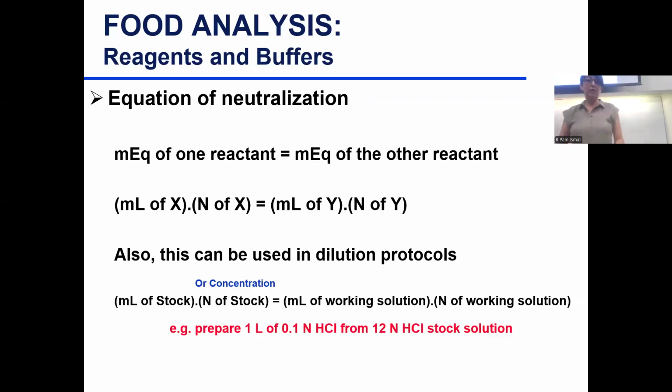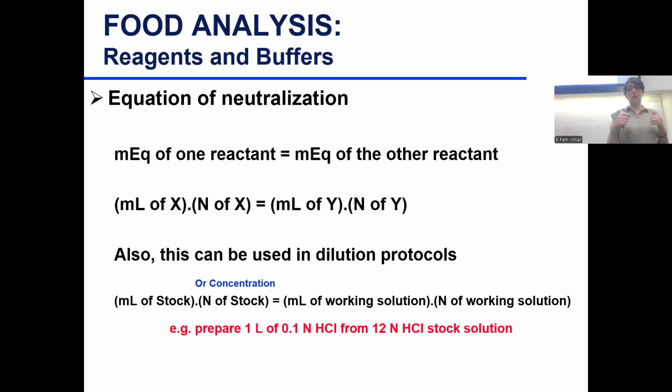There will be a lot of examples where milliequivalent is used. At equilibrium, milliequivalents of one reactant equal milliequivalents of another. Usually it is milliliters of a specific component times its normality at equilibrium equals milliliters of the other component times its normality. So, like I said, it's very common.